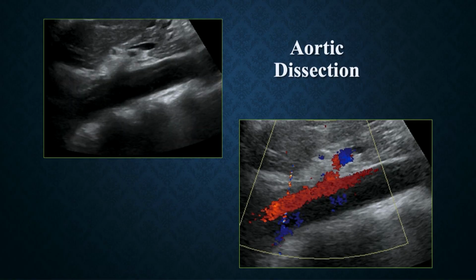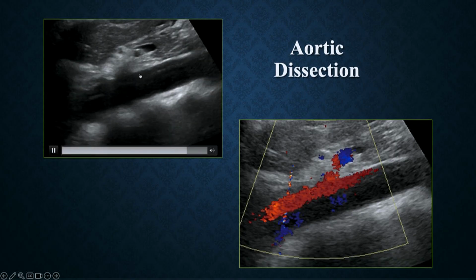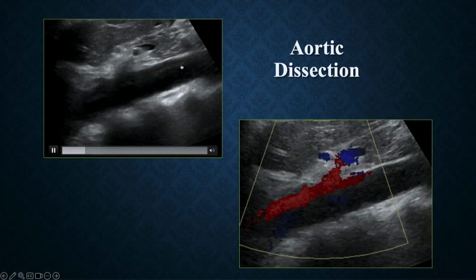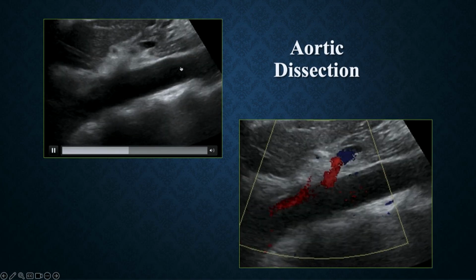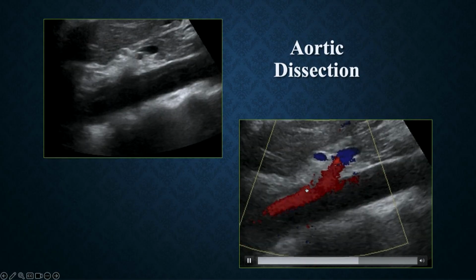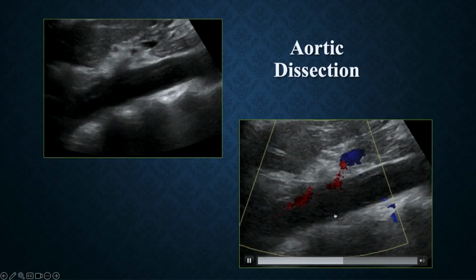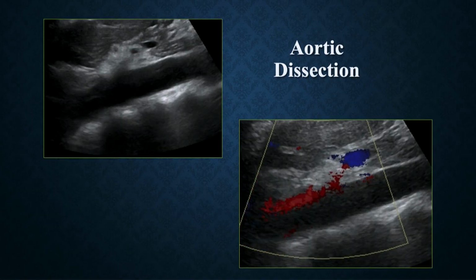Here's an example here, grayscale and color. Grayscale on top, the flap is there, you can see it, just sort of moving with arterial pulsation, and then below with the color on, we see the true lumen feeding the celiac and the SMA, and slower reversal of flow in the posterior false lumen.